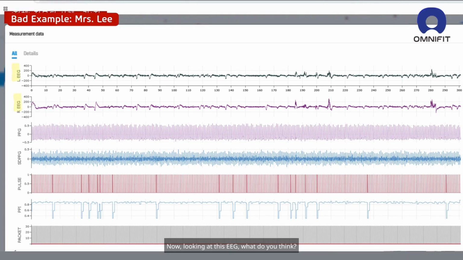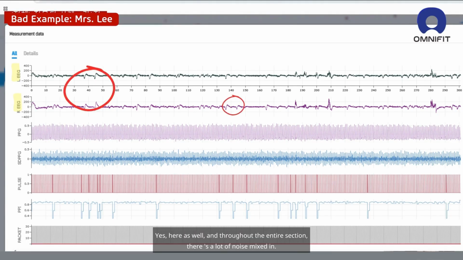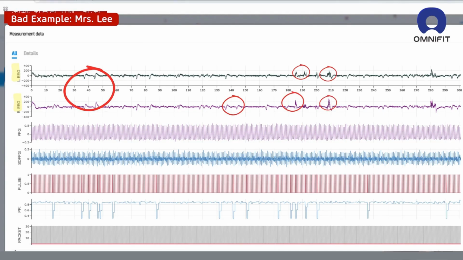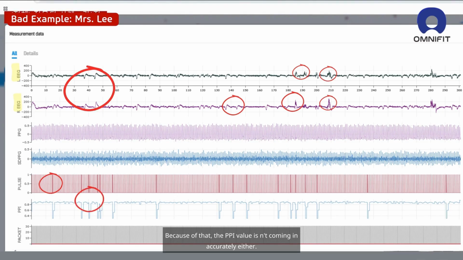Now, looking at this EEG, what do you think? Yes, here as well, and throughout the entire section, there's a lot of noise mixed in. In cases like this, it's often because the person moved their body or blinked their eyes. The same goes for the pulse as well. Because of that, the PPI value isn't coming in accurately either. Yes, shall we take a look at the detailed section?